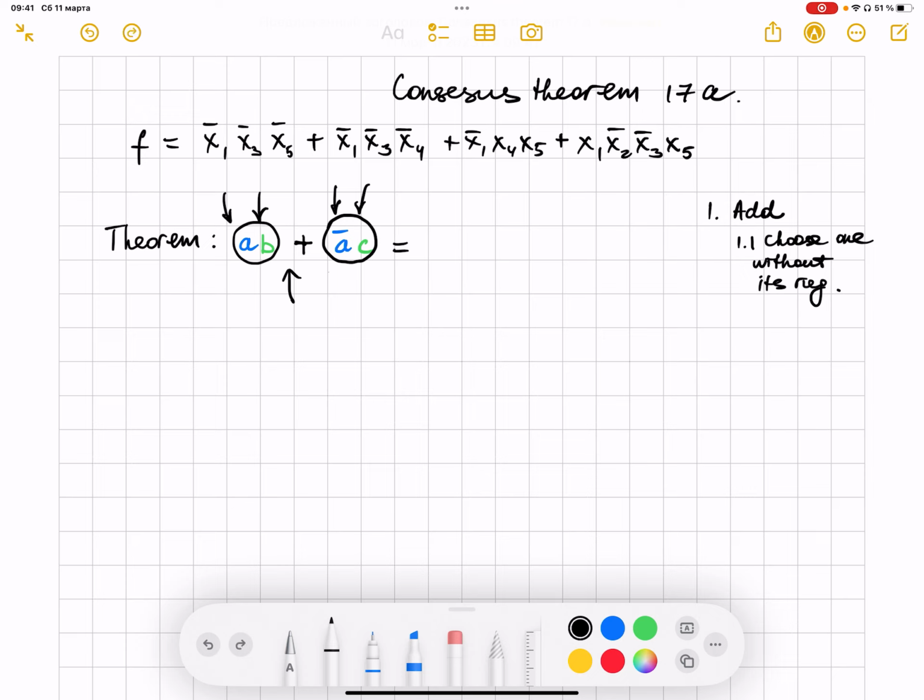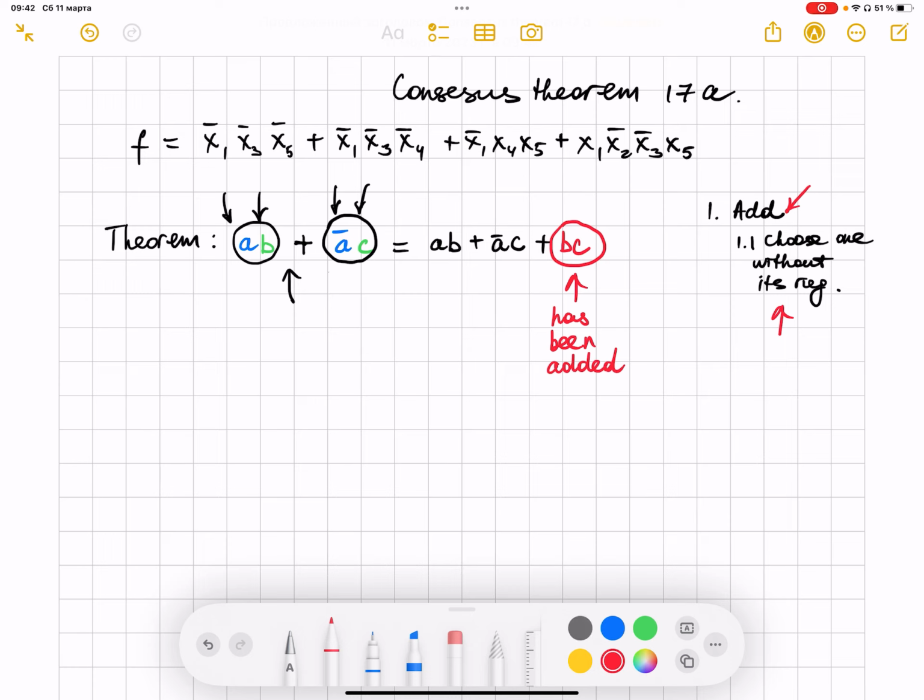So the final answer is going to be what? AB plus A bar C plus BC. So this has been added, okay? So now you have used the consensus law. It's pretty easy. You just add a new element. You choose only the inputs which don't have their negation in the other element, okay?